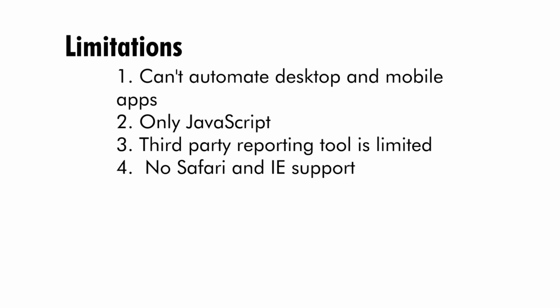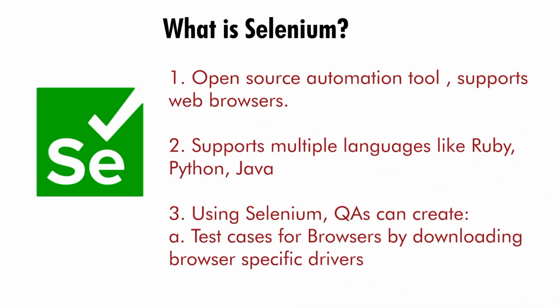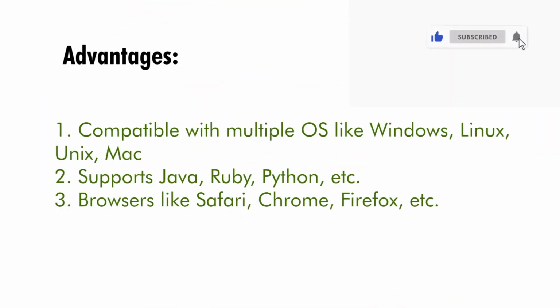Let's see Selenium now. What is Selenium? Selenium is an open source automation tool that supports web browsers. Selenium supports multiple languages like Ruby, Python, Java, etc. Using Selenium, QA can create test cases for browsers by downloading browser-specific drivers. Let's see a few advantages of Selenium. It is compatible with multiple OS like Windows, Unix, Linux, Mac. It provides QA the flexibility to select the programming language of their choice, like Java, Ruby, Python, in which they are comfortable. Compatible with modern browsers like Safari, Chrome, Firefox, etc.